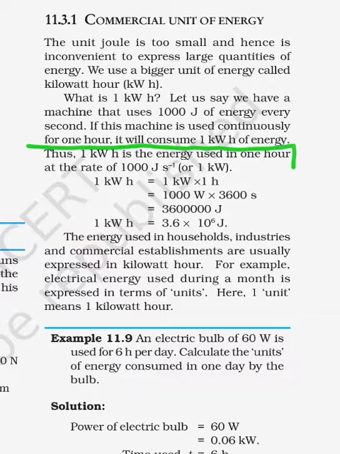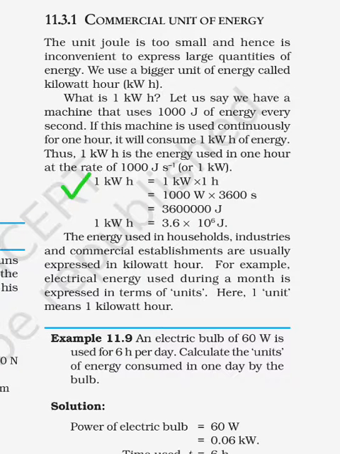that 1 kilowatt energy used in 1 hour at the rate of 1000 joule per second or 1 kilowatt. So what definition will you write? You will write: 1 kilowatt hour is the energy used by a circuit of 1 kilowatt in 1 hour. This definition you write. And now we will write how to find its numerical value.